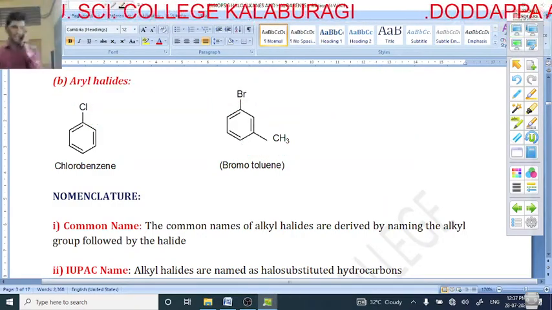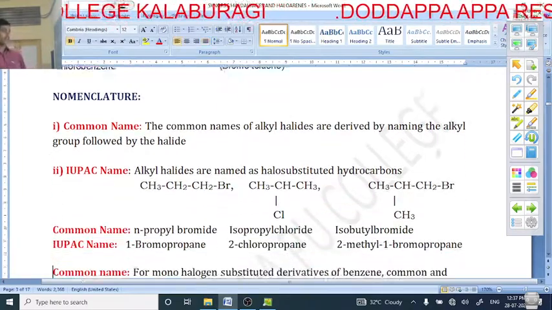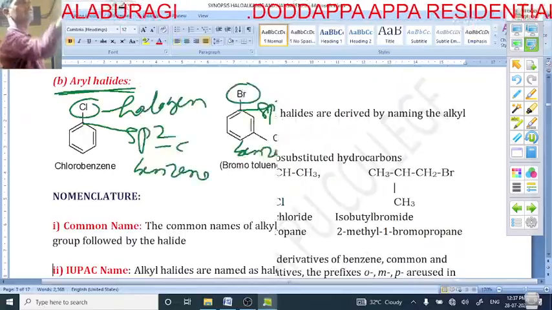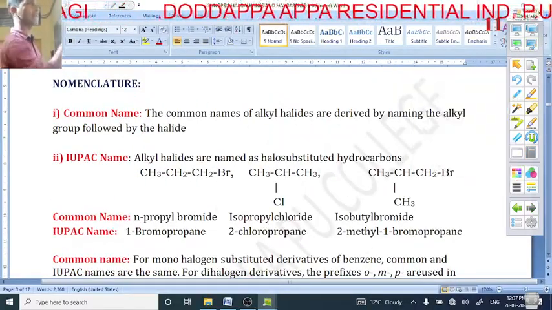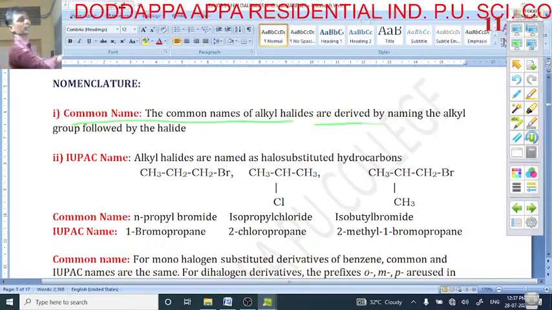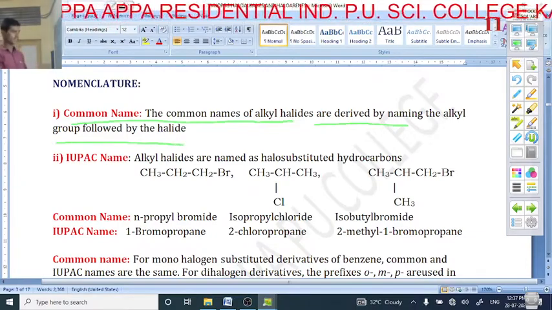The next is the nomenclature. In this nomenclature, first I can discuss the common names. Common names of alkyl halides are derived by naming the alkyl group followed by the halide.